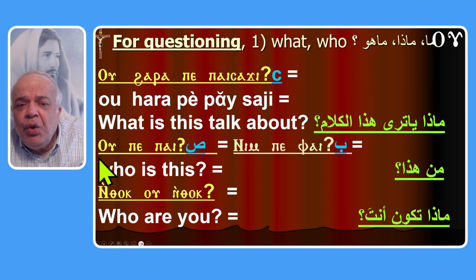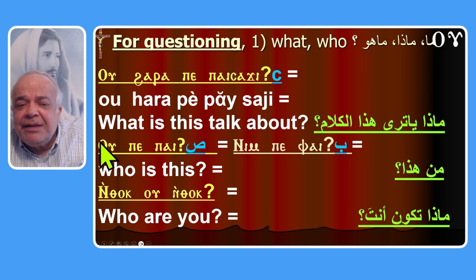Next question, O pe pai. That's in the Saidi dialect, which is a South Egyptian hieroglyphic dialect. O means who here in this question. Pe, the definite article for masculine singular, right? Pi, this, that's a demonstrative article, this, for masculine singular again. O pe pi, who is this?